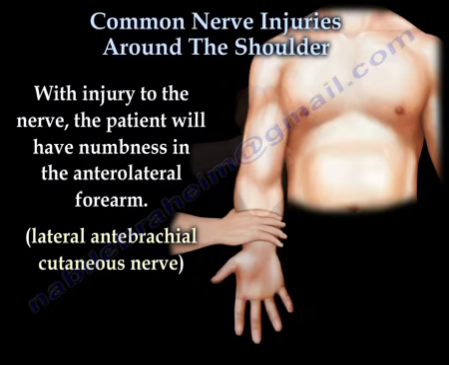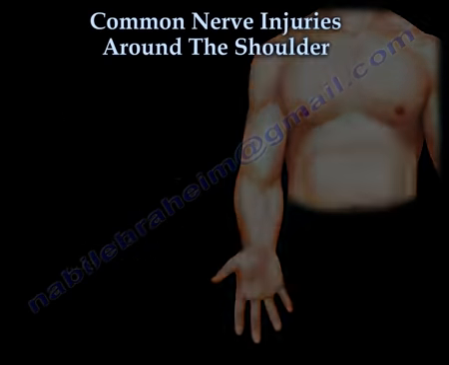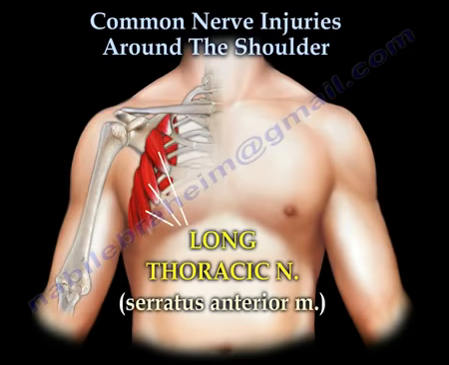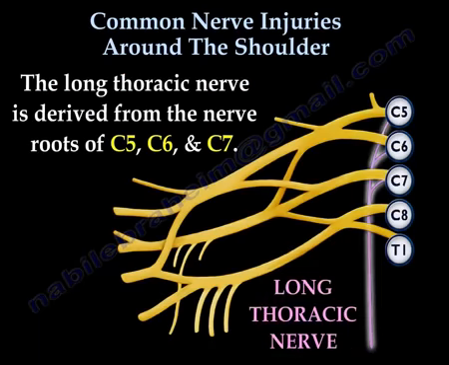With injury to the nerve, the patient will have numbness in the anterolateral forearm due to involvement of the lateral antebrachial cutaneous nerve. Long thoracic nerve, serratus anterior muscle. The long thoracic nerve comes from the roots of C5, C6, and C7. It supplies the serratus anterior muscle.